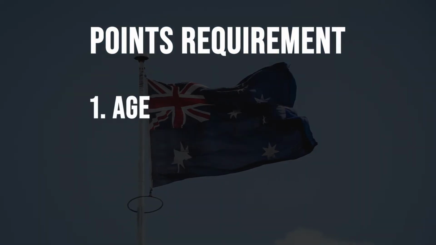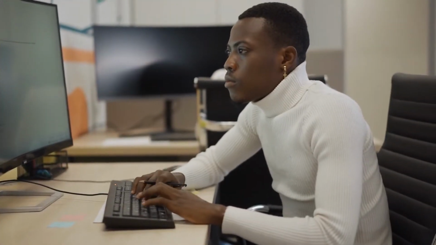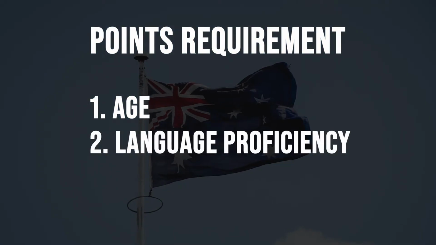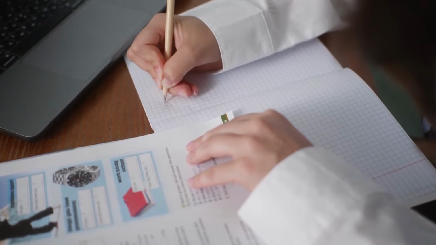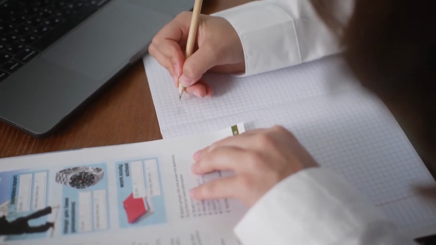Age. Your age should be below 45 years to apply for a PR visa. Language proficiency. You should have proof that you have a competent level of proficiency in the English language.